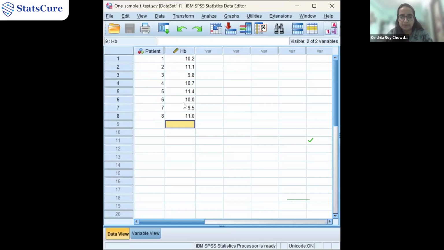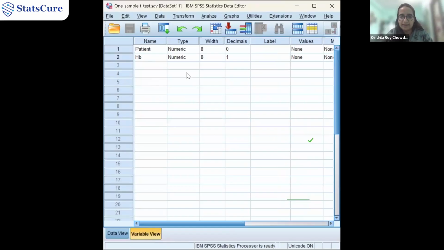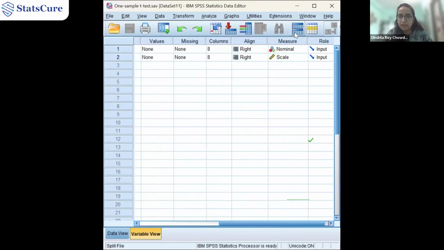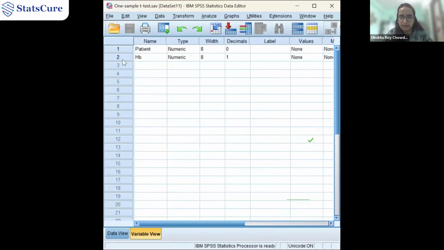This format is the SPSS data view format. If I go to variable view, here I can see different types of columns: name, numeric, width, decimal, values, missing columns, something like that, and measurement. One is nominal and one is scale. When we consider our hemoglobin level, that is numeric and also has values after the decimal point, so we are considering 1 decimal value. We have mentioned 1 here.